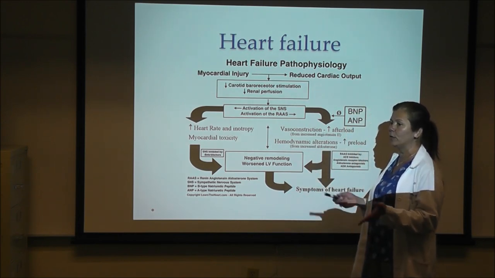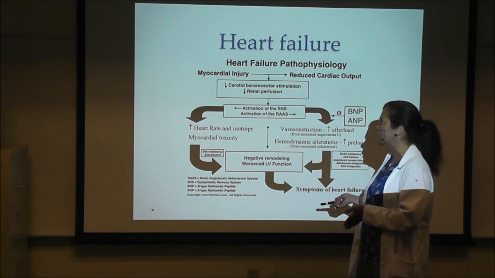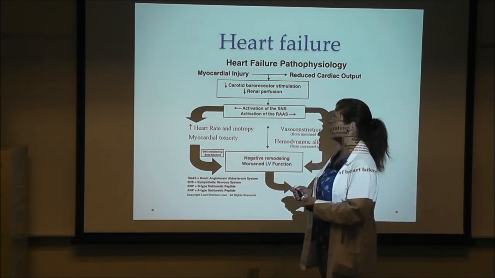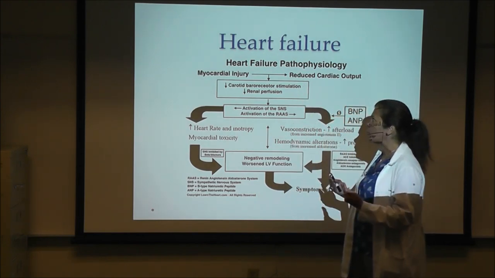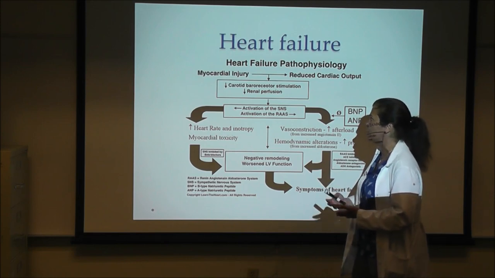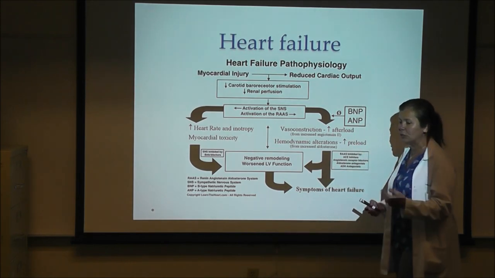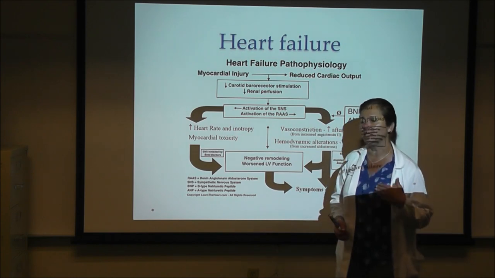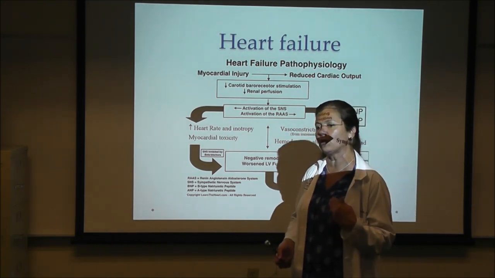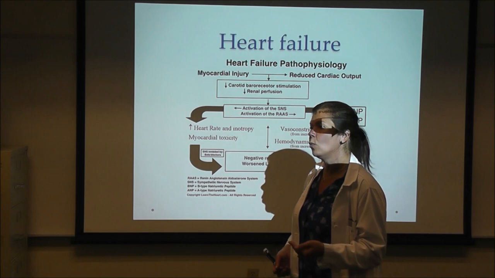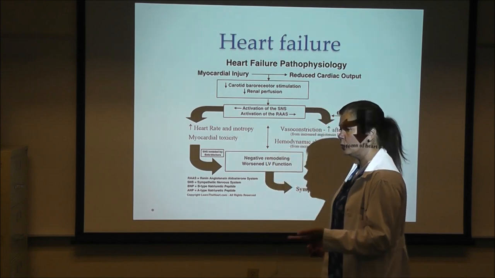So basically, whenever there are changes of volume or pressure due to decreased cardiac output, most commonly present in systolic heart failure, there is an activation of the renin-angiotensin aldosterone system. That pressure or volume is perceived by the beta receptors that, in addition, activate in the juxtaglomerular apparatus the release of renin. Renin will activate angiotensin 1.